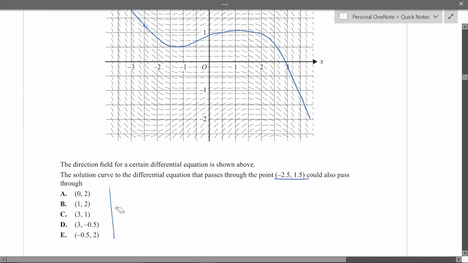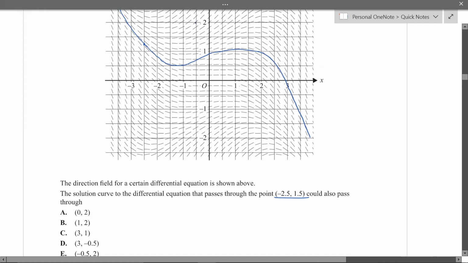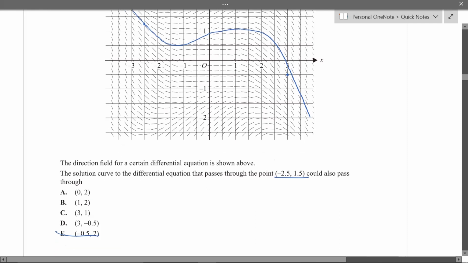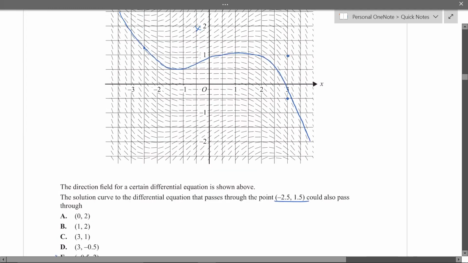So start from the bottom. Sorry, negative 0.5 and 2. So here, that's nowhere near the graph we drew, so it's not E. 3 and negative 0.5, that's here. That's very close, but with these questions, you want to check all the answers in case there's a closer option. So 3 and 1 here, close, but not as close as this one, so not going to consider it. 1 and 2, not close. 0 and 2, not close, so the answer is D.